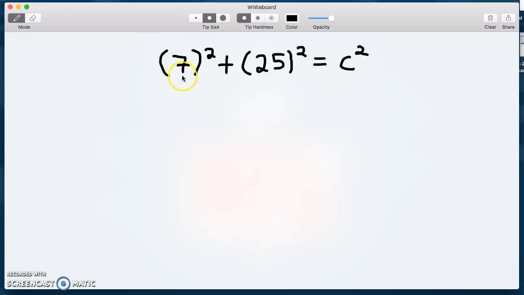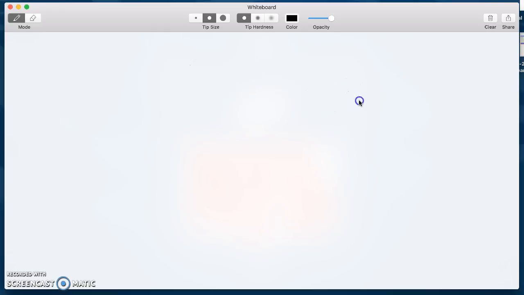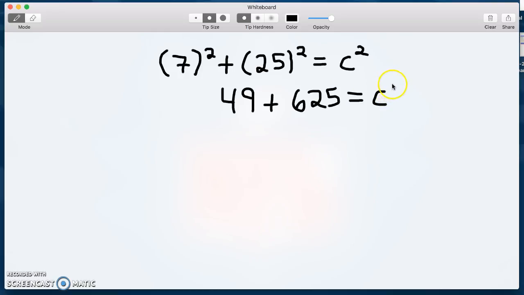All right, so now let's take the squares. The square of 7 is 49. Okay, 25 squared is 625. Nothing happened here, so C squared drops. All right, so now let's add these two numbers, and the sum is going to be 674 equals C squared.